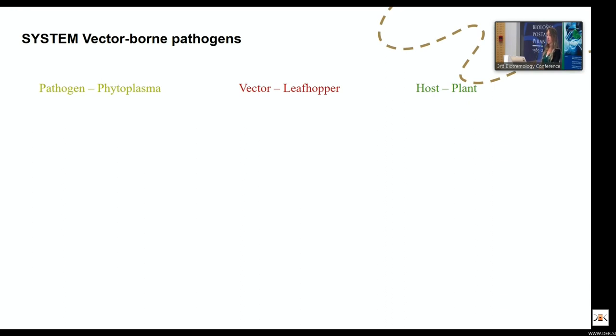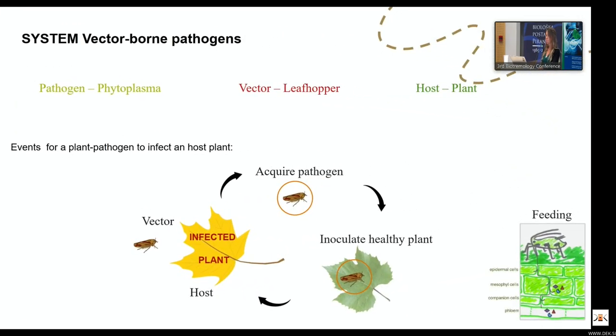So the system of vector-borne pathogens requires three different components. You need the pathogen, which in this case is the phytoplasma. You need the vector, which is in this case the leafhopper. And you need the host, which is a plant, in this case, the vineyards. And in order to cause the infection, you need a series of events. The vector feeds on an infected plant, acquires the pathogen, and then inoculates a healthy plant, again by feeding. And after this, with the inoculation of the phytoplasma on the plant, we have the infected plant again.